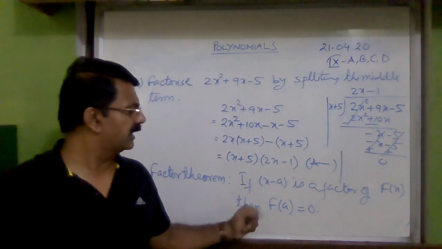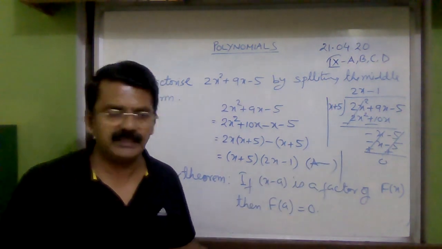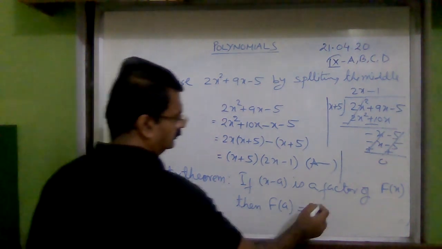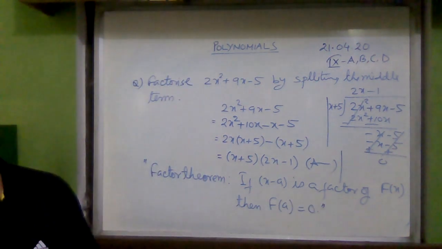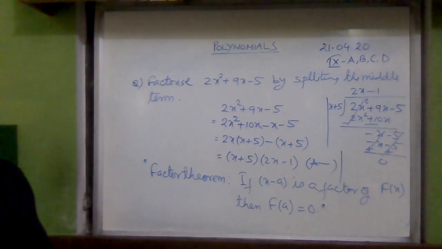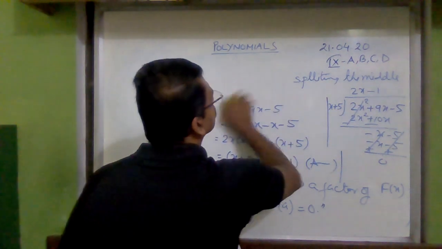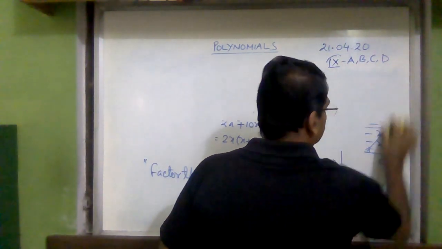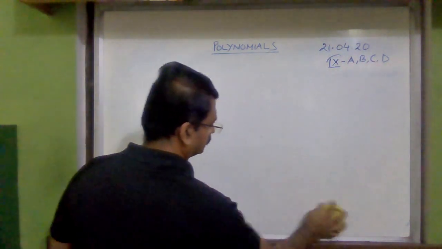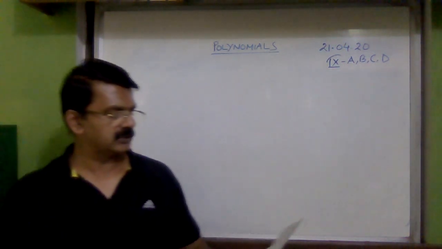As I have already told you in the remainder theorem, f(a) is nothing but the remainder. Now here x minus a is a factor of f(x), so the remainder has to be 0, so f(a) is equal to 0. So this is the factor theorem. Clear? Now we are going to do a few questions on this factor theorem.